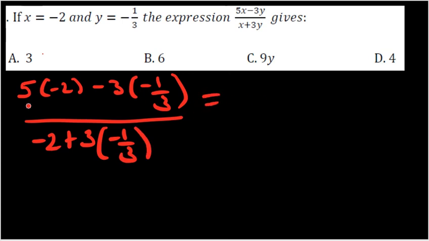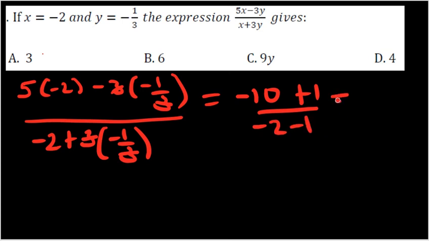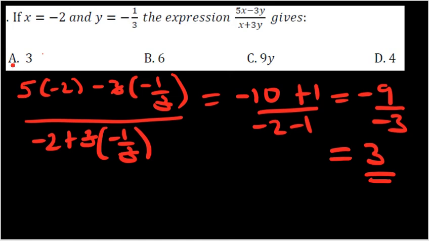This is going to be 5 times -2, which is -10, and here the 3 cancels, and the negative becomes plus 1. The whole over, here also the 3 cancels, and -2 minus 1 is left. This will be -9, because -10 plus 1, the whole over -3. So finally the negatives cancel, and 9/3 is 3. So the answer is found in A.